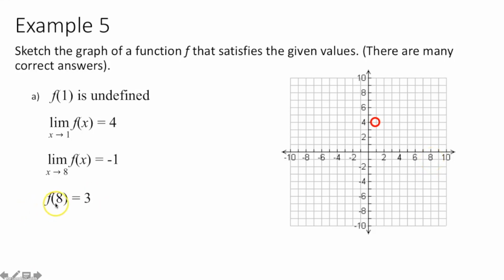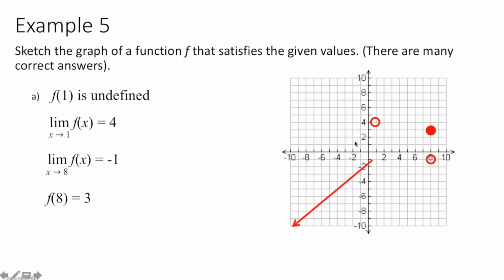Read the next piece of information. It says f of 8 has to equal 3. That means that there must be a point at 8, 3 right here. So I have to put a point here, and because it's a function, I can't have a point here and a point here. I have to put a point here and then a hole here. So it's going to look something like this.